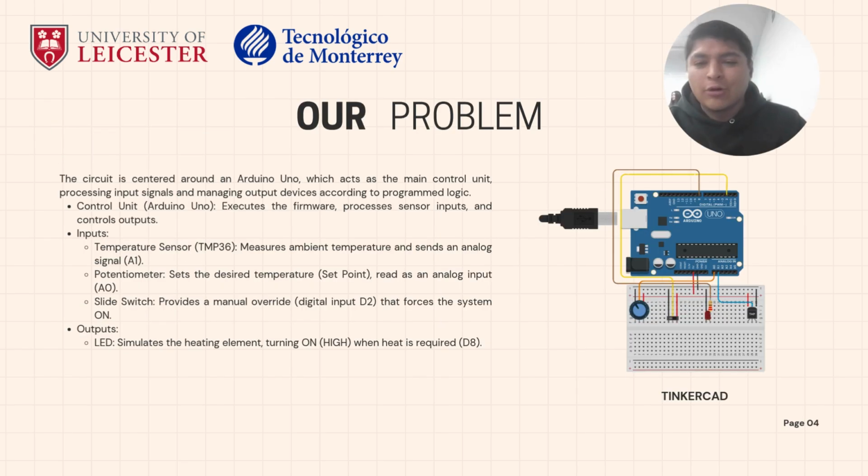Okay, let's begin with our problem. For this problem, we use a simulation at Tinkercad. We use Arduino Uno as our brain. It controls everything: the temperature sensor to sense the temperature, the potentiometer to set a desired temperature, the slide switch to provide a manual override of the system no matter what temperature we set the system to, and finally the LED that simulates the heating system.